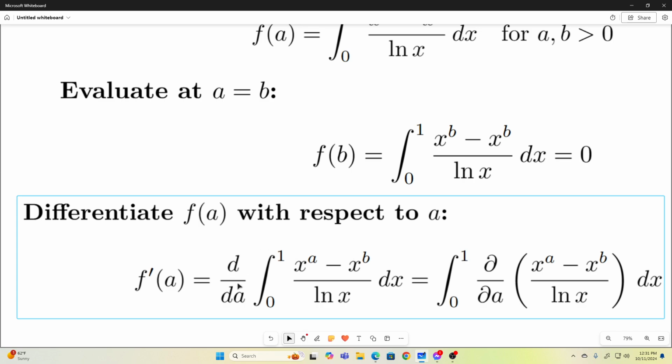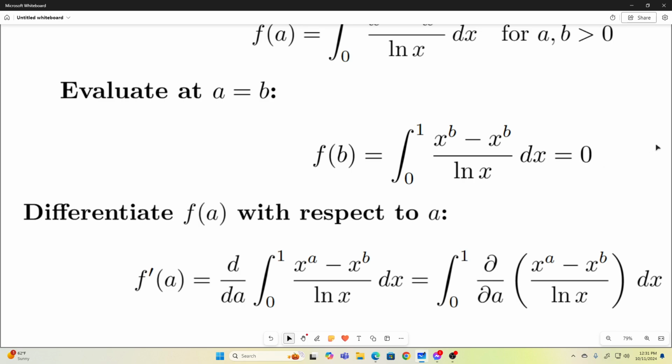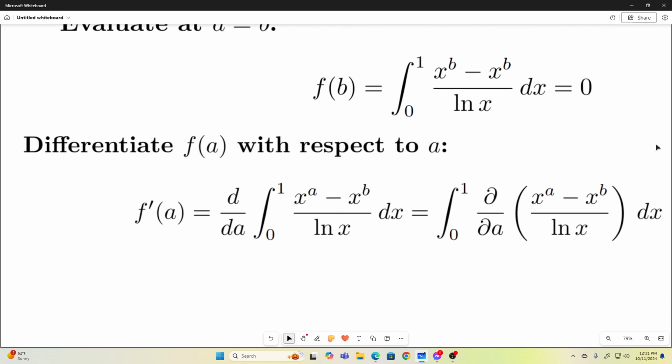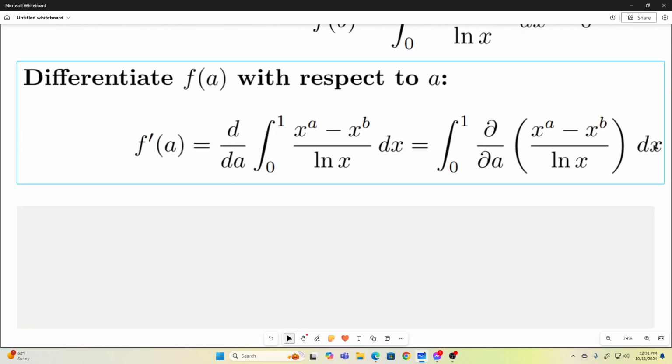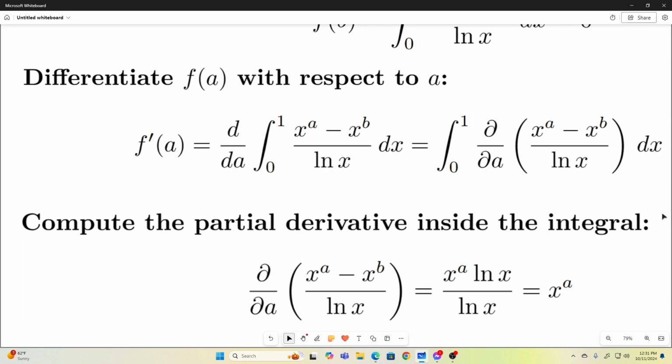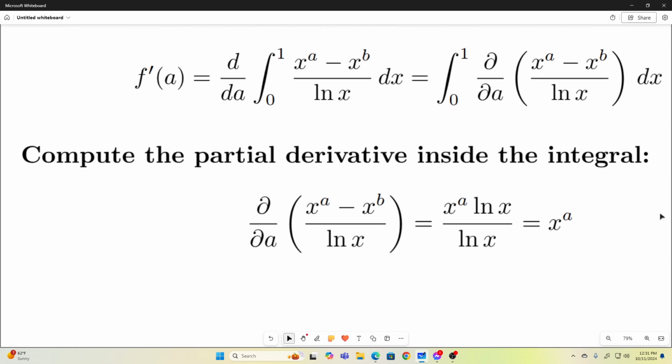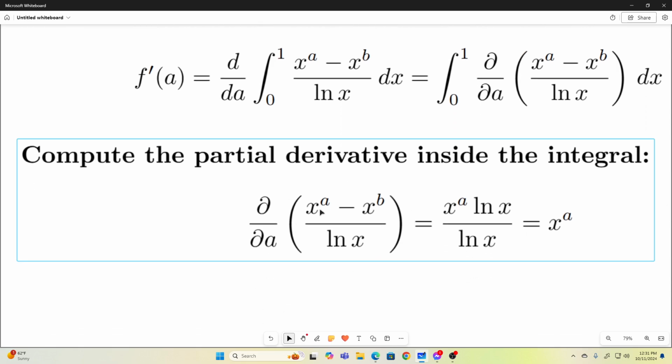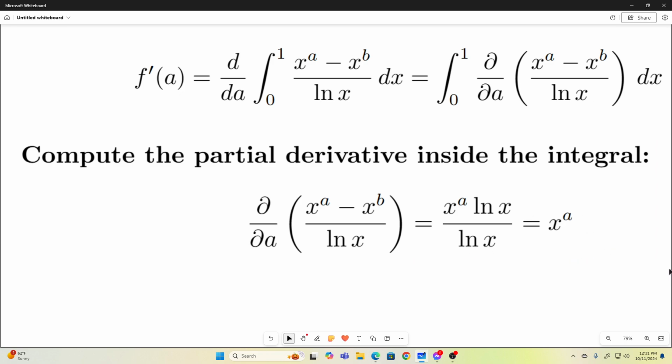So all we have to do is bring that differentiation inside the integral sign as a partial derivative. So we have f prime of a is equal to the integral from 0 to 1 of the partial with respect to a of our integrand. So next we're going to compute the partial derivative inside the integral. And if you take the partial with respect to a of this expression right here, you'll get x to the a.